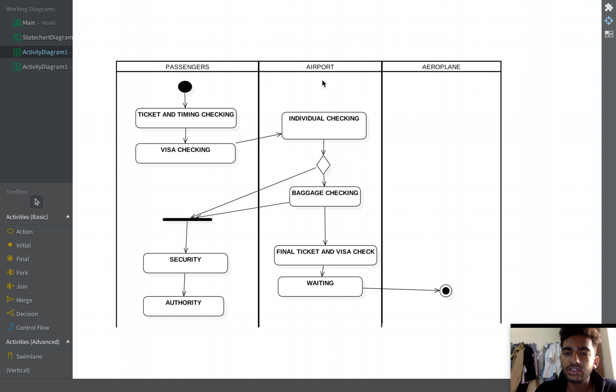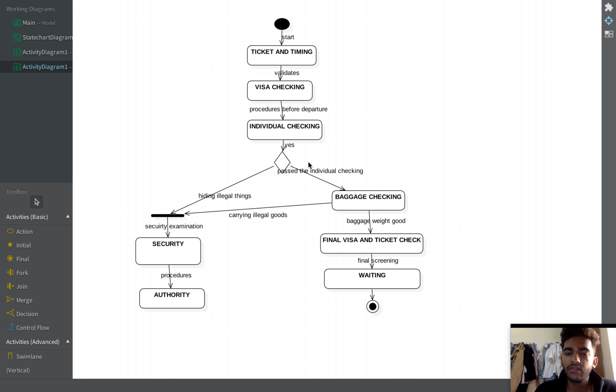From there it goes to the swim lane airport, where the individual checking takes place. And then there is a decision symbol which either takes you to the baggage checking or takes you to the security. From baggage checking, if something unusual is found, it also goes to the security. Then we have the final visa check, and the passengers wait and go to the airplane as the final state. If there is any problem at the security, then they are directed to the authority.